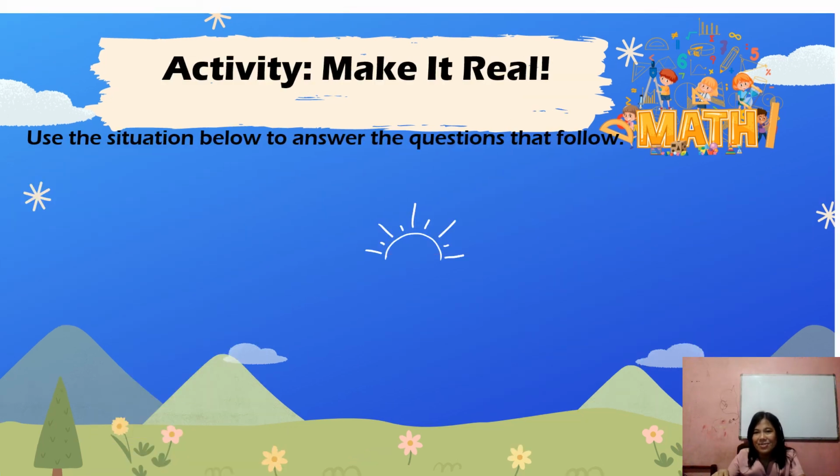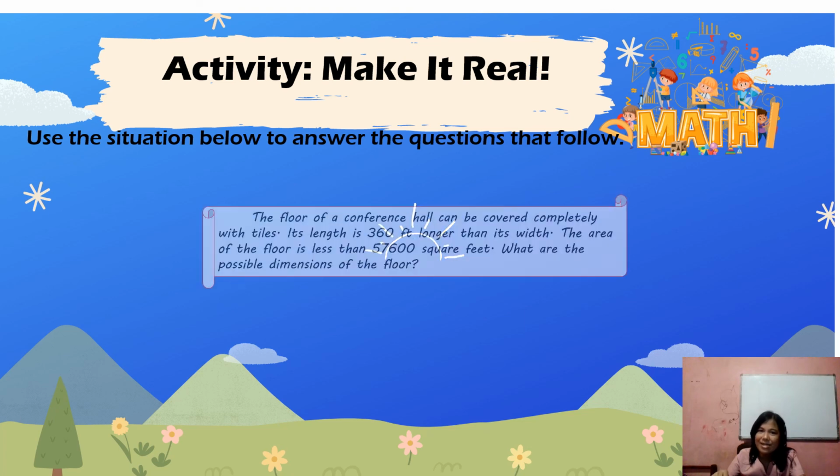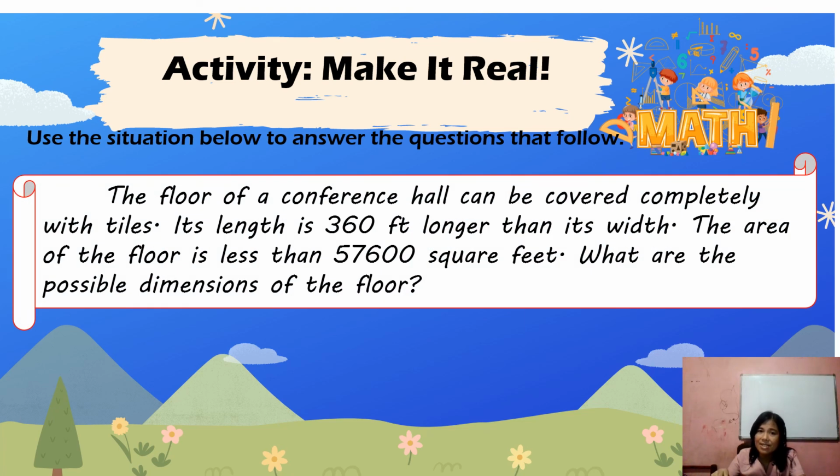Tapos, ito naman yung para sa'yo. Okay? Ganun din yung gagawin. Just follow what I did and solve this problem. The floor of a conference hall can be covered completely with tiles. Its length is 360 feet longer than its width. The area of the floor is less than 57,600 square feet. What are the possible dimensions of the floor?